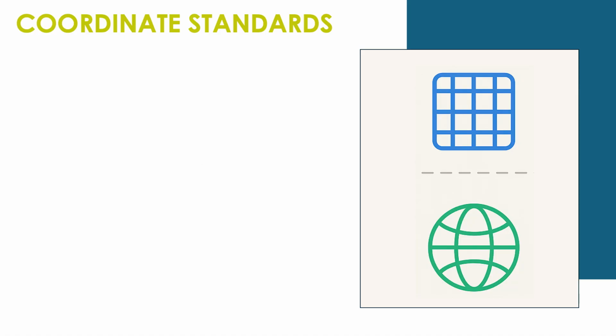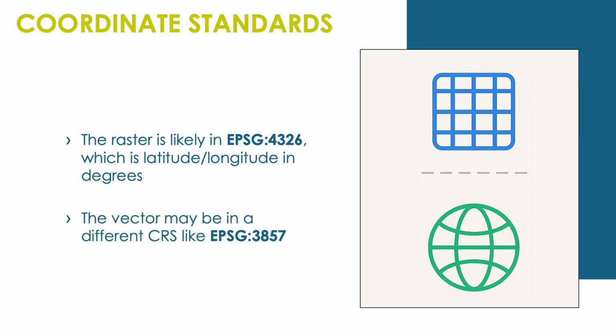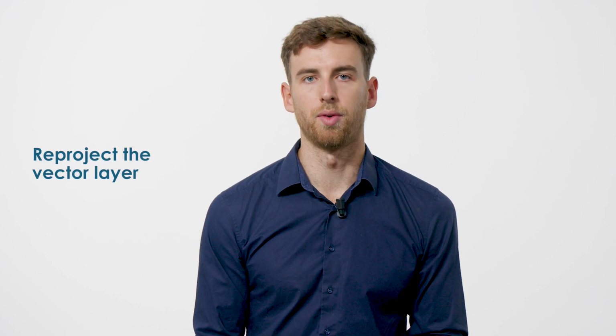To confirm and fix this, you can right click on each layer and select Properties. Then go to the Source tab. The raster is likely in EPSG 4326, which is latitude, longitude in degrees. The vector may be in a different CRS, like EPSG 3857 or something else. And if they don't match, we need to reproject the vector layer to match the raster.